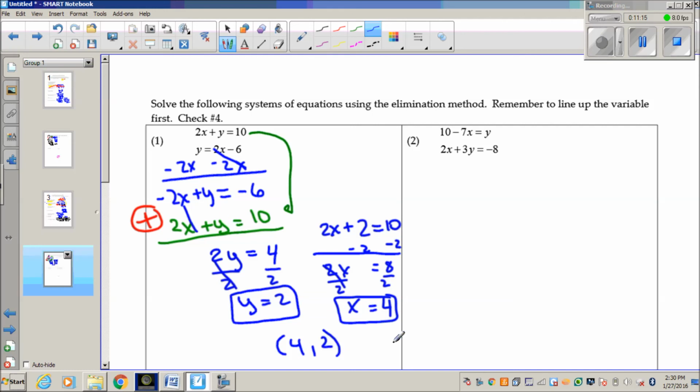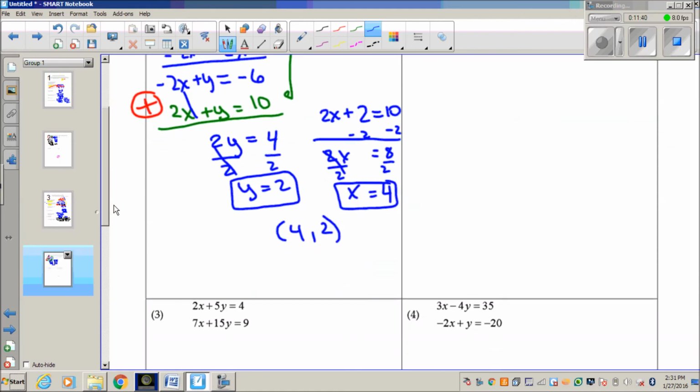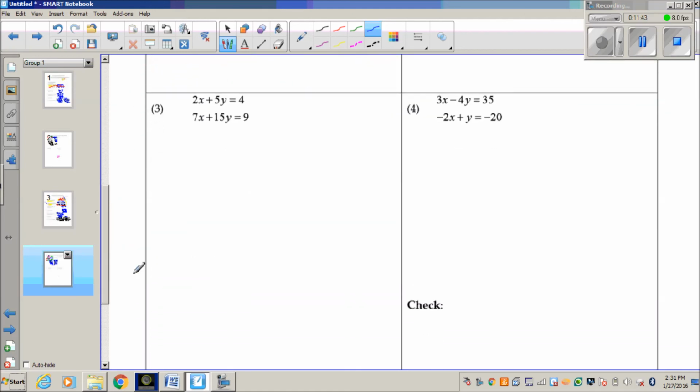Okay? So in these examples, follow the directions. The first thing you have to do is line up the variables. In example 2, the variables are not lined up, so you have to rearrange one of the equations to line up the variables. Then you might have to multiply by something to get the coefficients to cancel each other, to eliminate one of them, and then you finish solving. So please do examples 2, 3, and 4 on your own. When you do number 4, please try the check. It's good practice to see if you did it right.